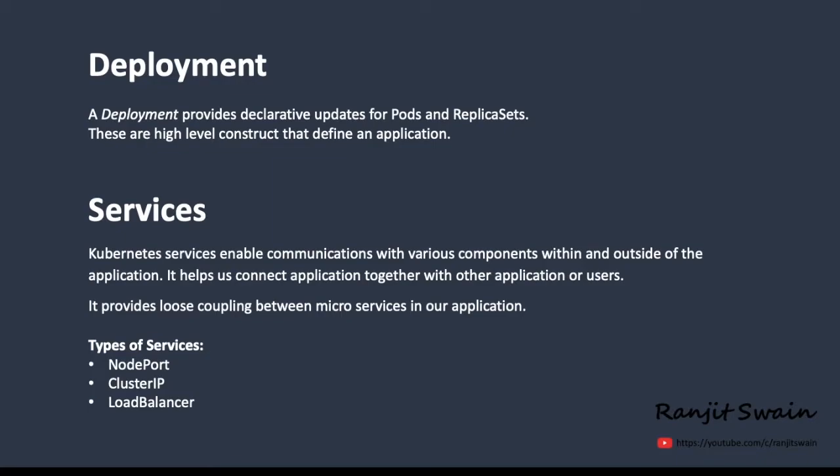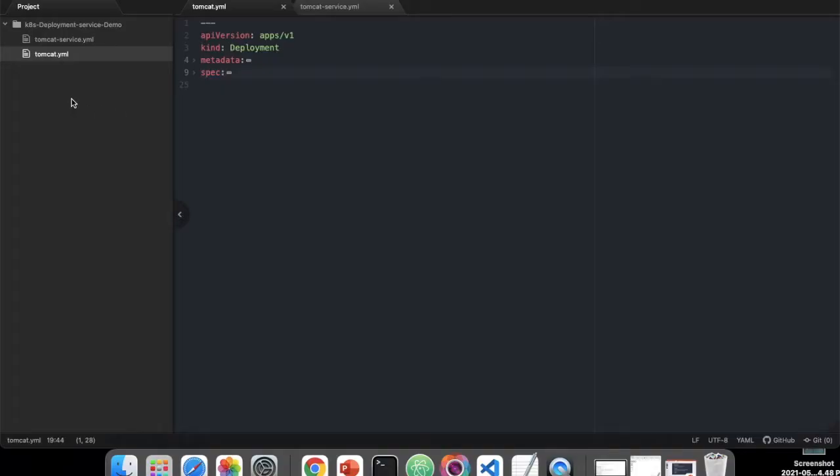Basically there are three types of services in Kubernetes: NodePort, ClusterIP, and LoadBalancer. In this project we'll create a NodePort service and connect to our applications from the outside. So let's start. I have created two definition files, one for deployment and the other one for service.